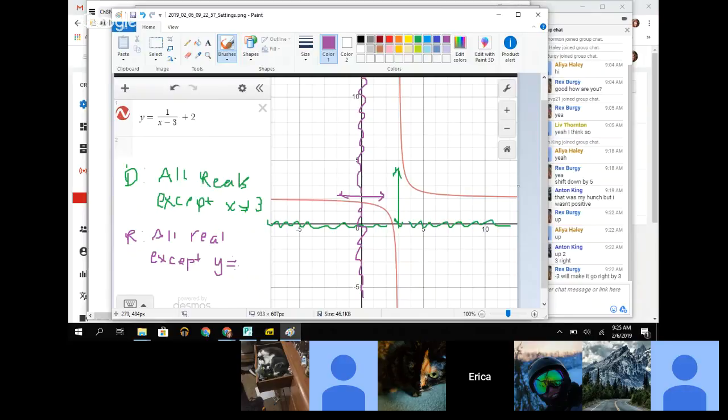Y cannot equal 2, right? Y cannot equal 2. Again, a little bit more tricky, but whatever number I put in here for x, even if I put in 1,000,000, it's still going to be some small value. It's still going to have some value that's going to add to 2 or subtract from 2. So I can never quite get there.